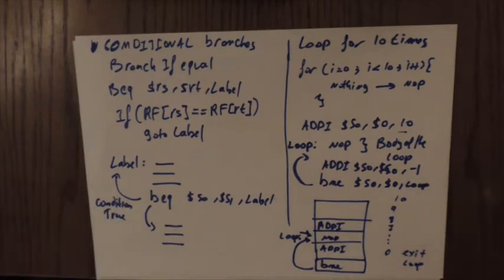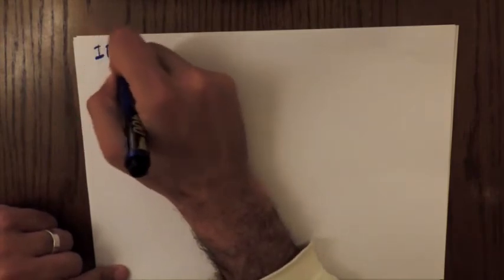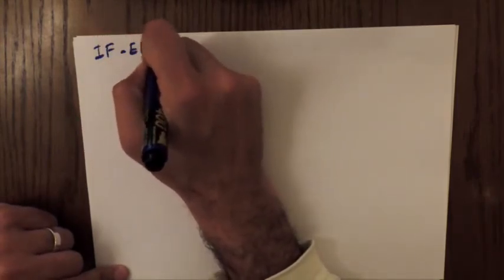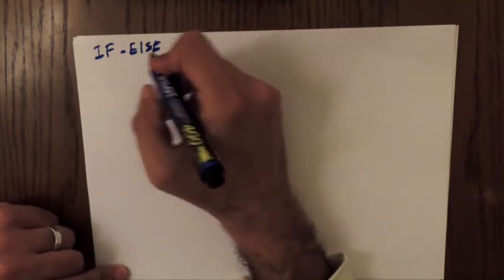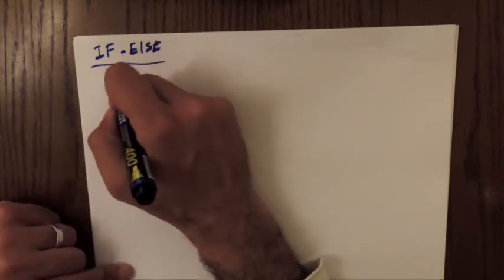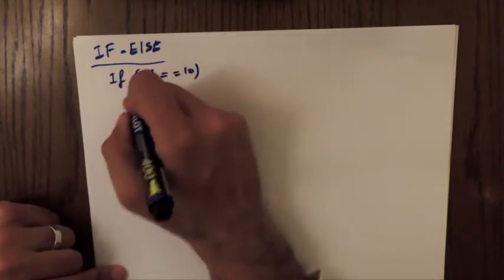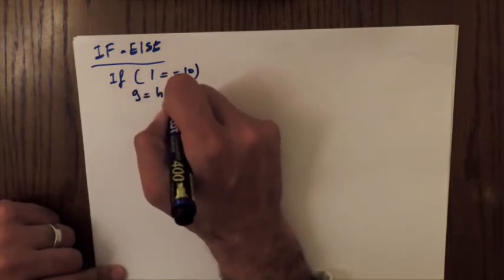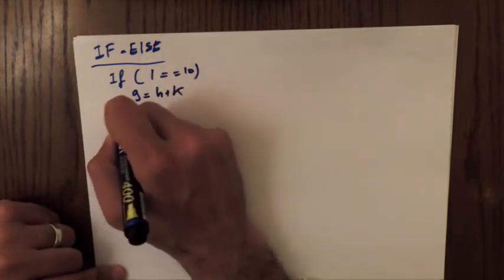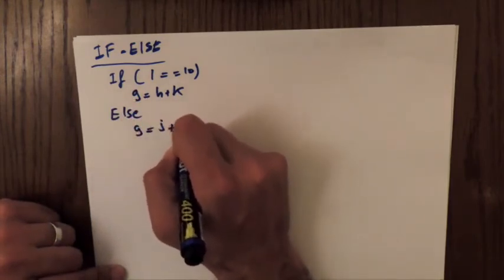Now let's say I want to do something else. I want to do some if-else conditions. So let's start now with if-else conditions. So let's say I want to create an if-else statement, and now with this if-else statement I'm gonna do a program like this. If I is equal 10, I'm gonna say G is equal H plus K, else G is gonna be whatever J plus K.